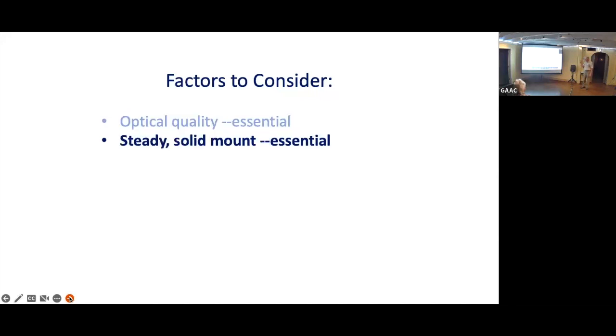Second essential, a mount that's really steady, and when you move it and point it, it stays where you aimed it. When the wind blows, it doesn't wobble. Vibrations don't seem like much, but if you magnify that 100 times, it starts going. No good. So those are really essential things in any telescope you buy.